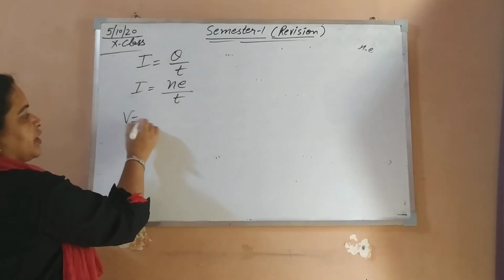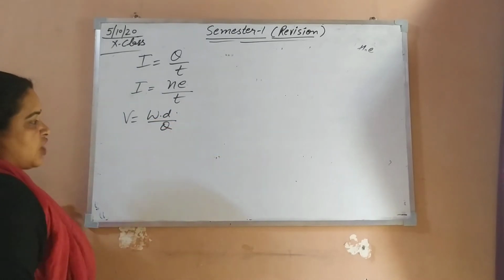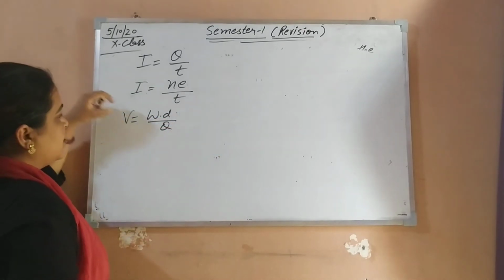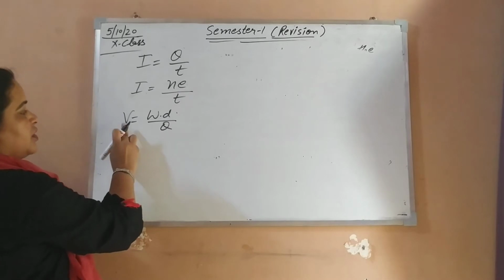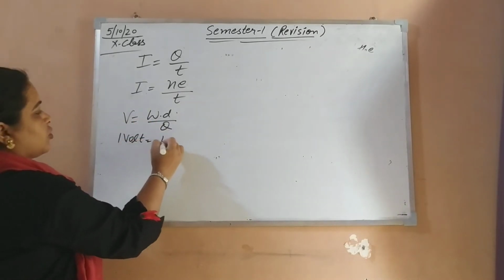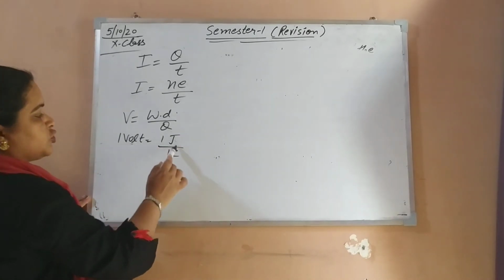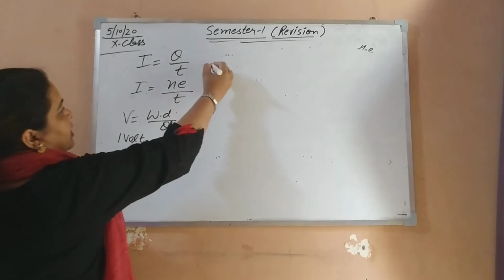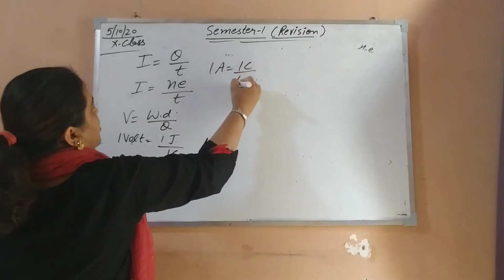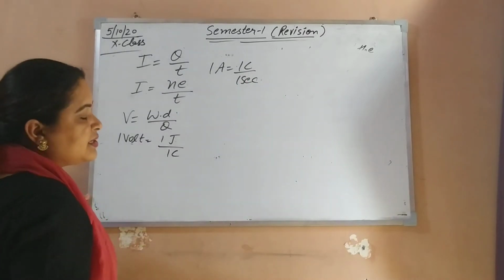After that we have done potential. Potential difference is the amount of work done to carry the charge across the ends of a conductor. So this is the mathematical relation between potential, work done and charge. 1 volt is equal to 1 joule upon 1 coulomb. This is the relation between volt, joule and coulomb also. Similarly here, 1 ampere is 1 coulomb upon 1 second. So this is the relation of ampere, coulomb and second.